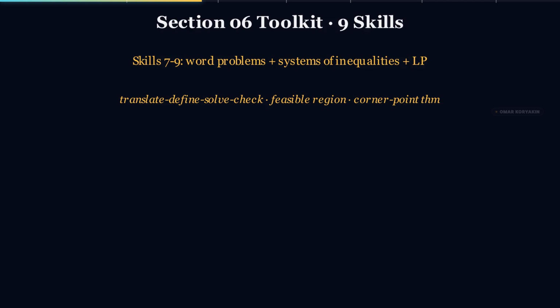Linear programming with the corner point theorem. Any linear objective over a polygonal feasible region attains its optimum at one of the corner points, so the four-step procedure of graph, corners, evaluate, pick, reliably solves any LP.